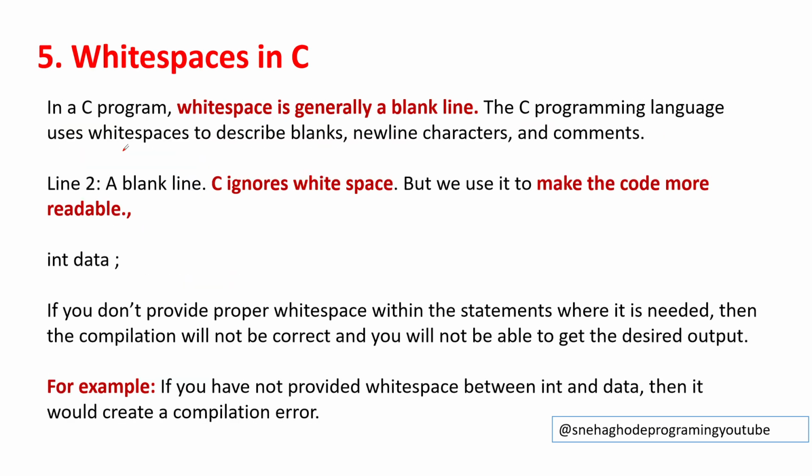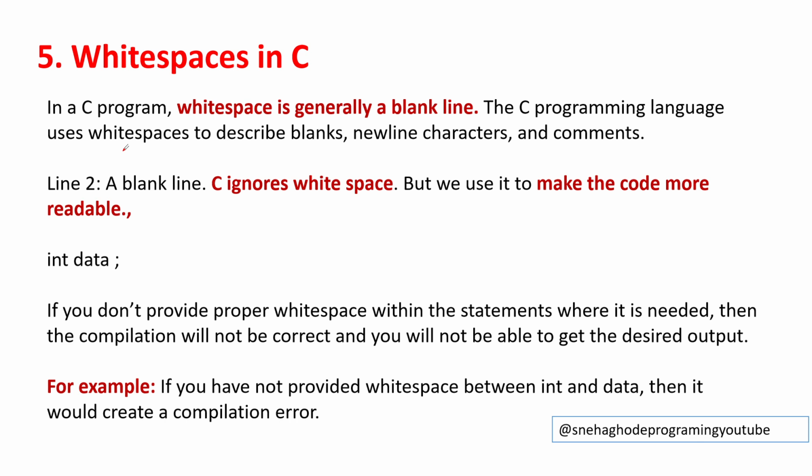Then next is white spaces in C. In a C program, white space is generally a blank line. The C programming language uses white space to describe blanks, newline characters and comments. Okay, then here a blank line. C always ignores the white spaces, but we use them to make the code more readable.